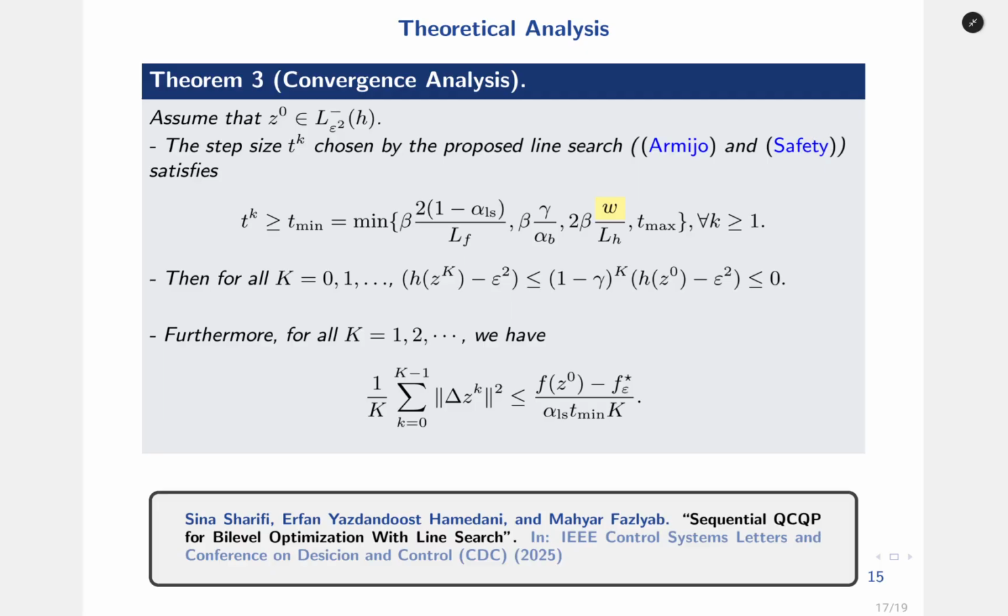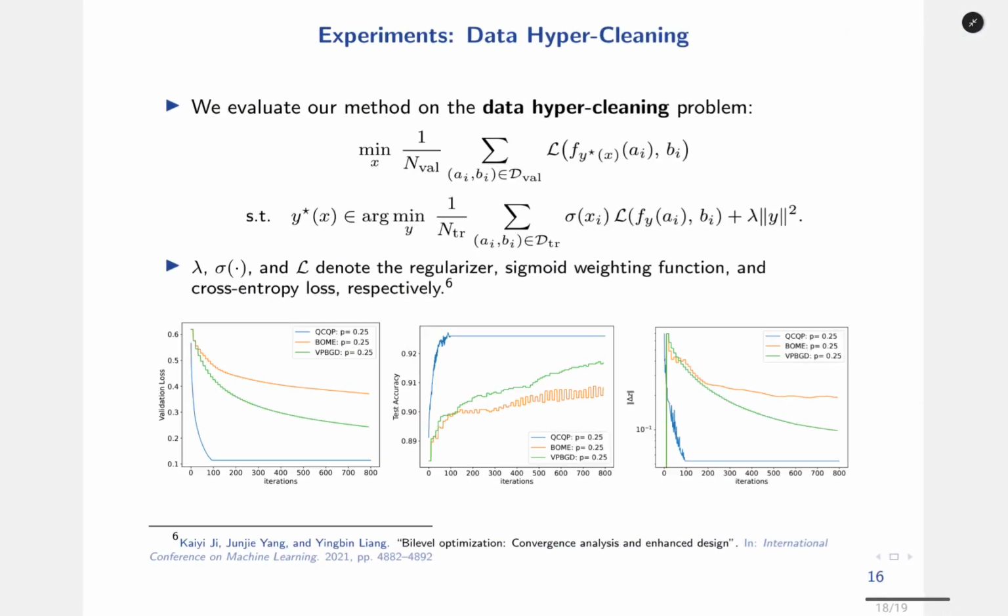Finally, we prove that the average squared norm of the update direction converges to 0 at a rate of 1 over k. This is analogous to standard guarantees for non-convex first-order methods, but here it applies to a bilevel optimization problem. The result also implies that the update vanishes asymptotically, meaning that the algorithm approaches a stationary point of the relaxed problem. Together, these results show that the method is safe, stable, and provably convergent in discrete time.